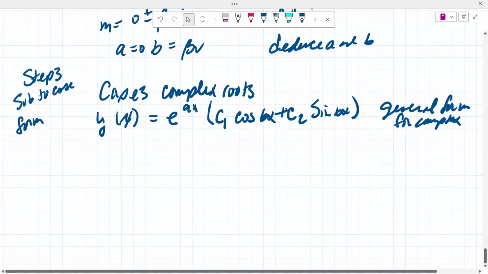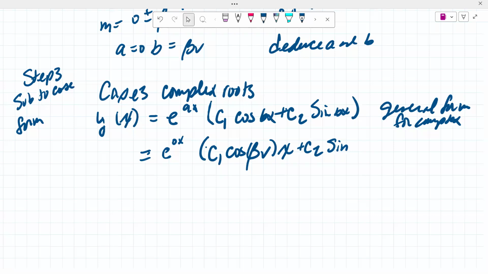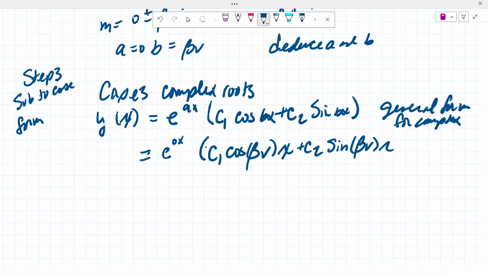So here we have equals e to the 0x times c1 cosine BV times x plus c2 sine BV, oops, times x. This is sub A and B.